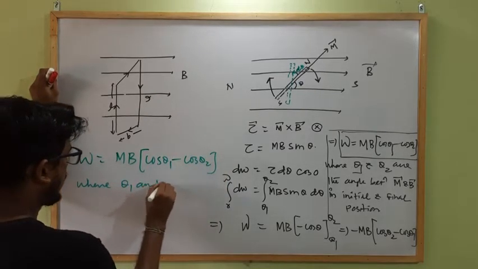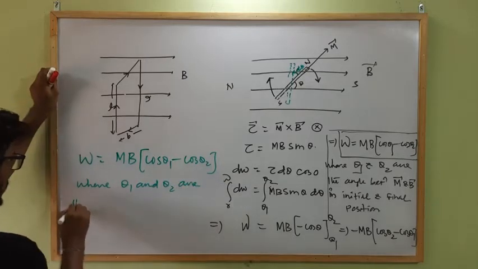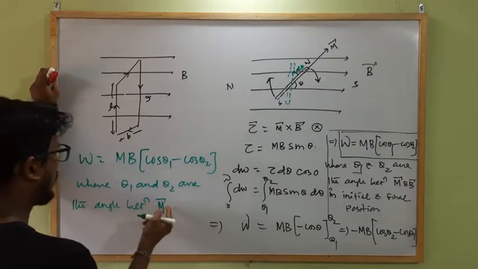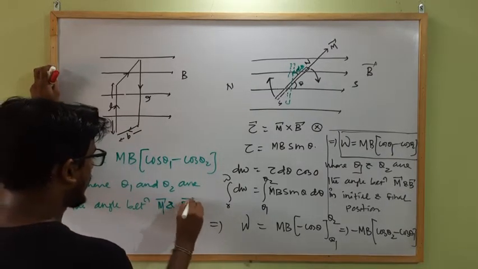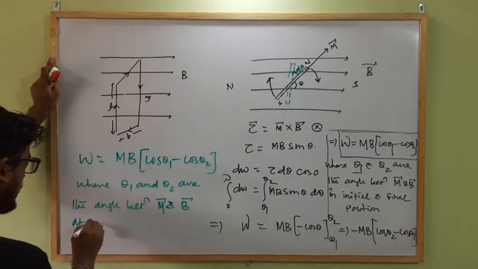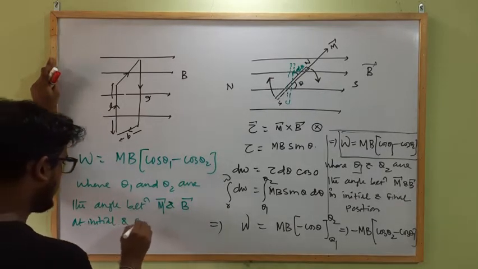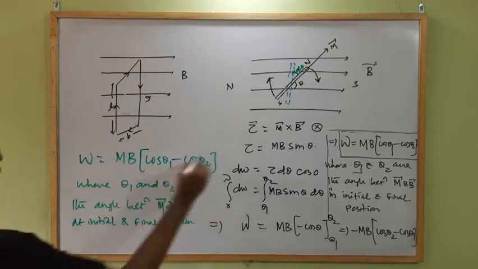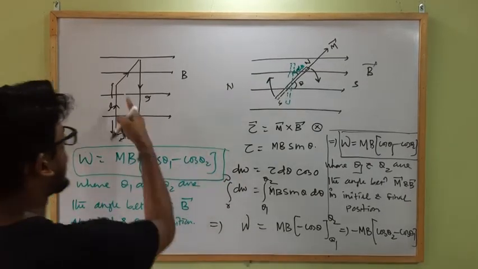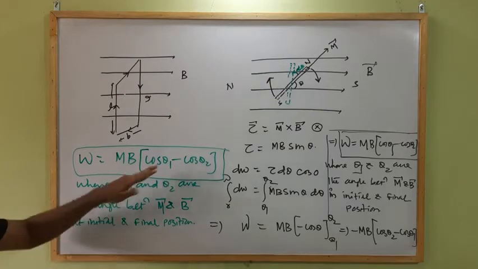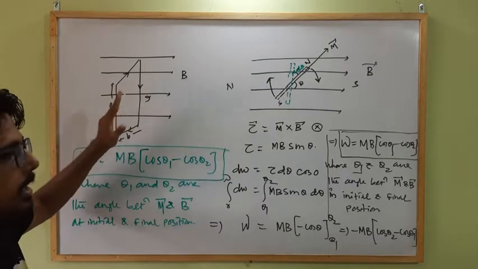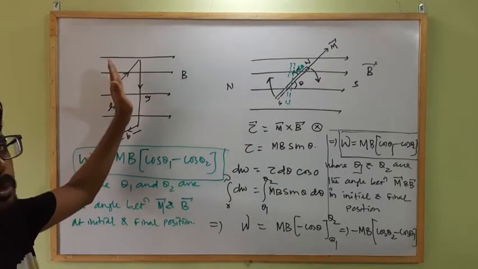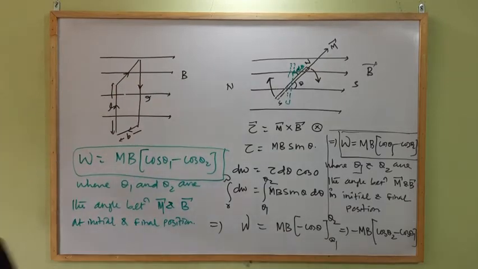theta 1 and theta 2 are the angle between M vector, magnetic dipole moment of the coil, and the external magnetic field at initial and final position. Clear? Okay, this is the work done when we want to rotate a current carrying loop in an external magnetic field. If theta 1 is the angle between magnetic dipole moment of the coil and magnetic field strength initially, and theta 2 is the angle between the final position up to which we want to rotate this. Clear?